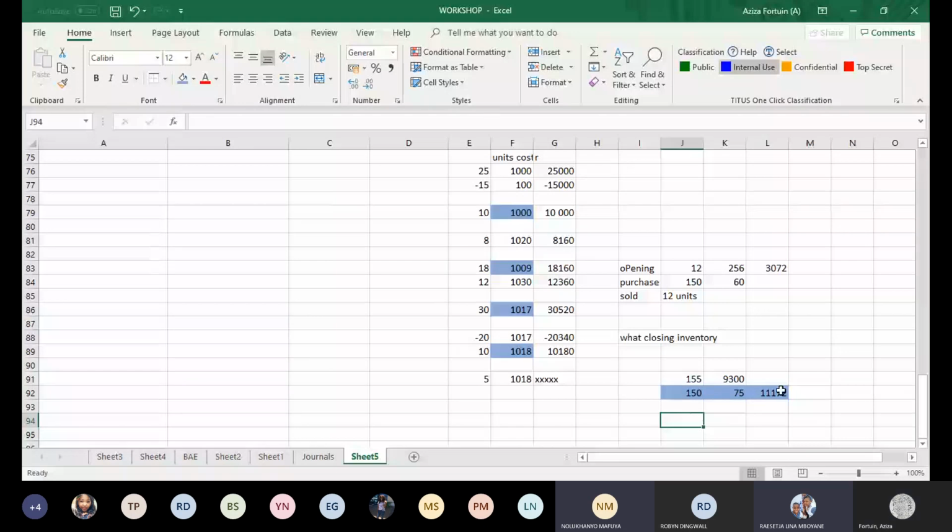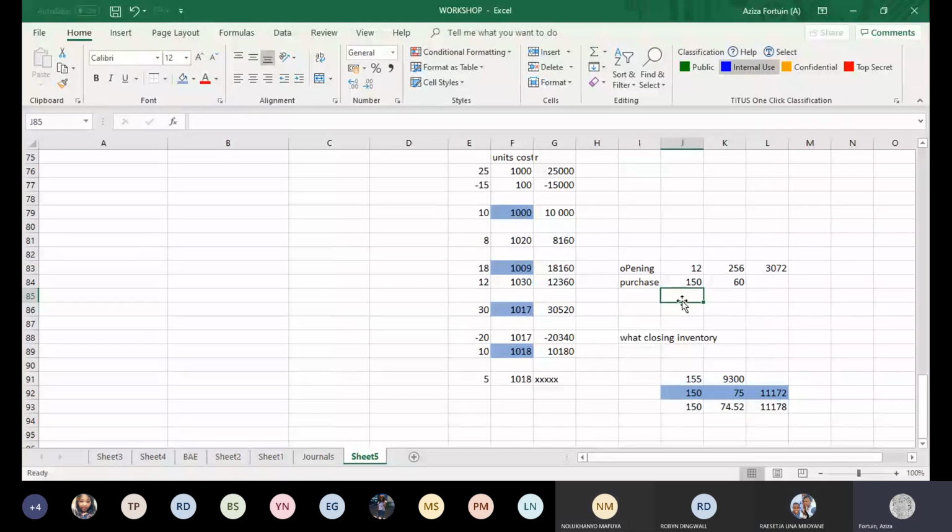I got 150 at unit cost of 74 and 52 cents. The answer is 11,178. Okay. Anybody else? I think this is generally correct. Okay. So do you want to explain to us how you got it? The two that got it correct, I think that one is correct.